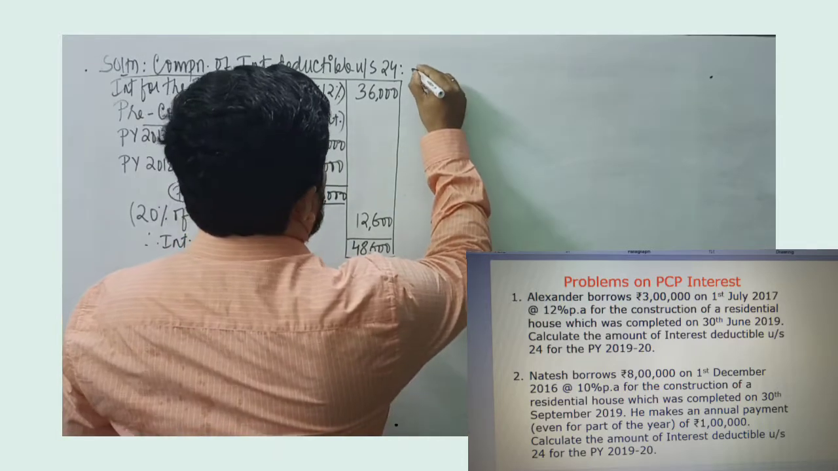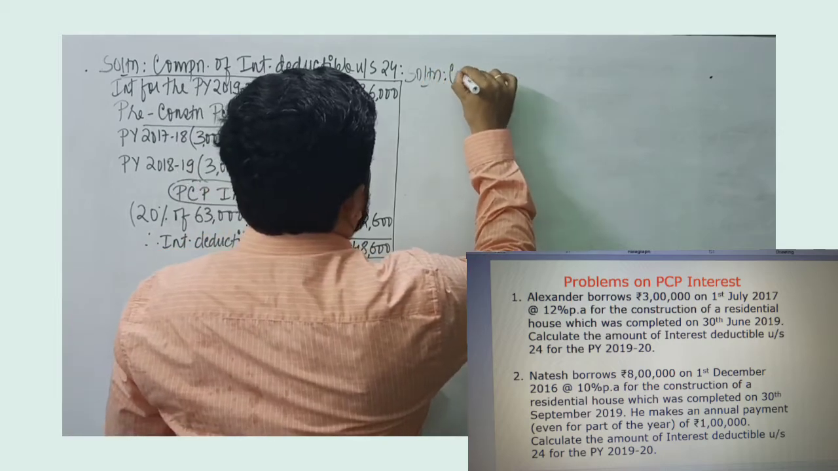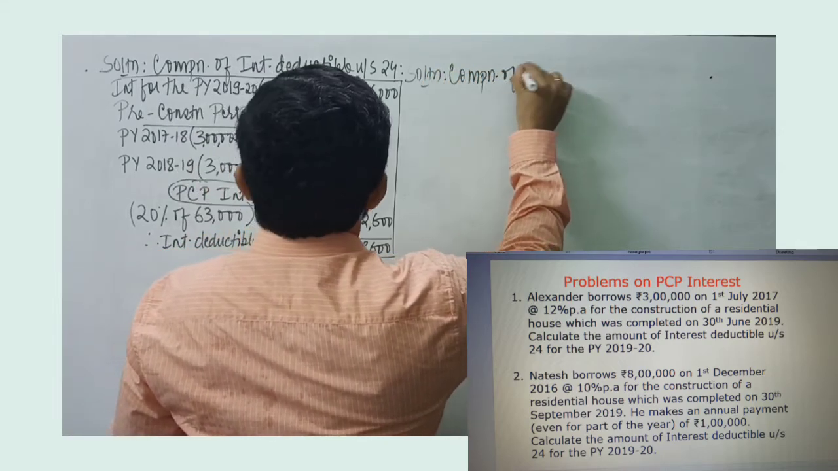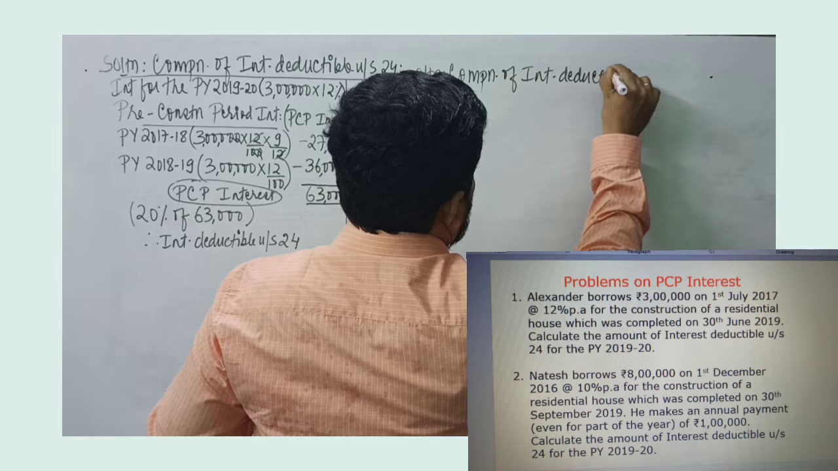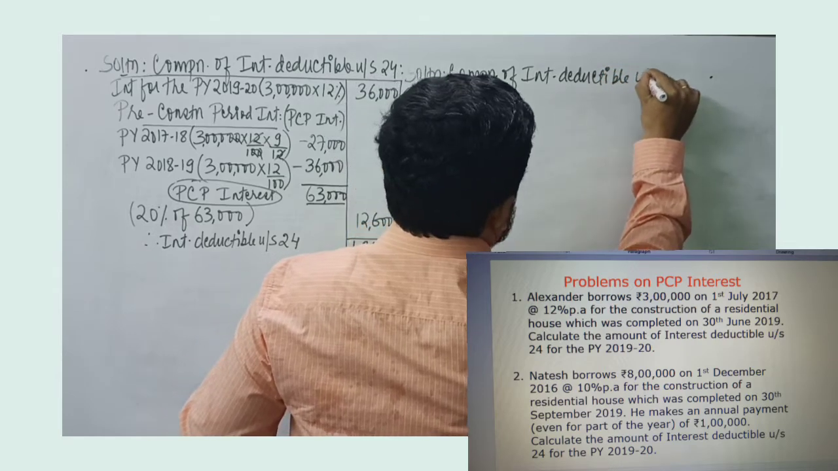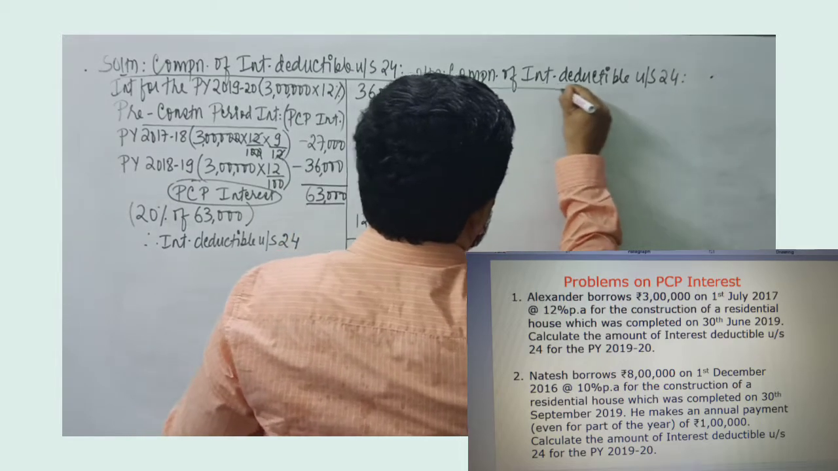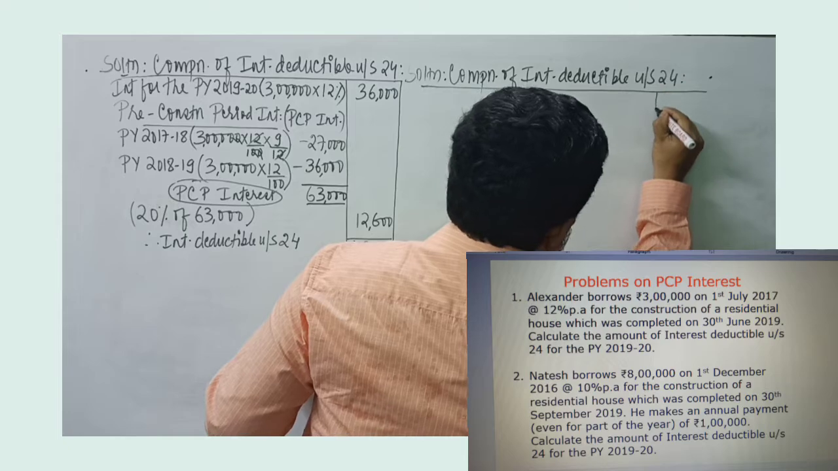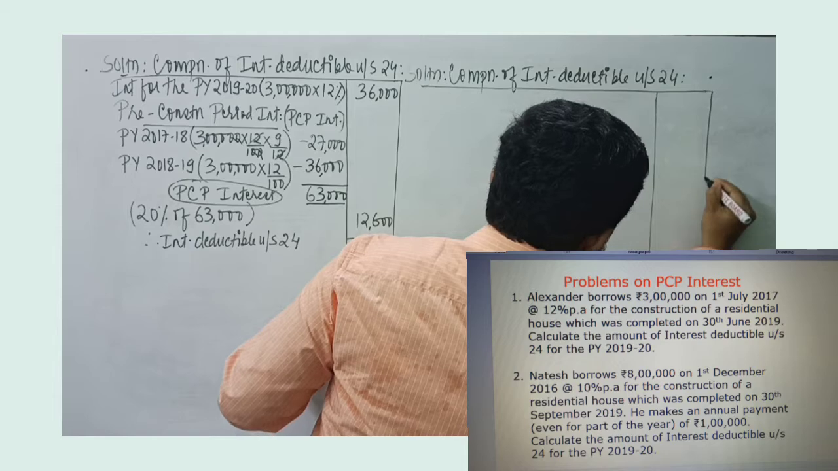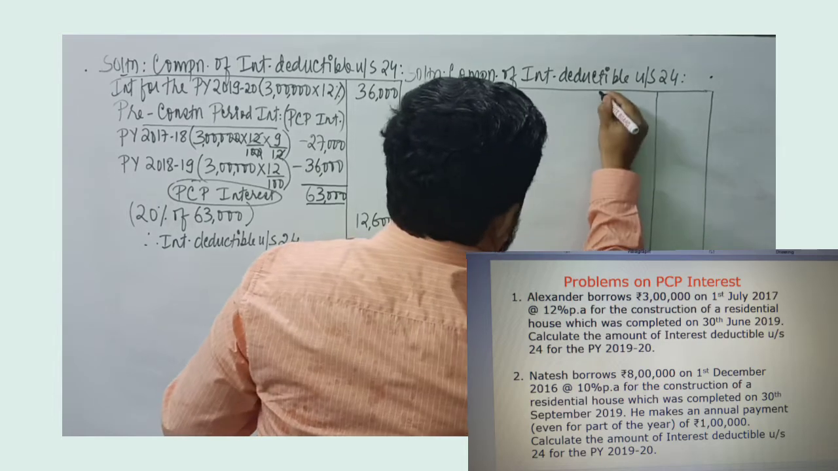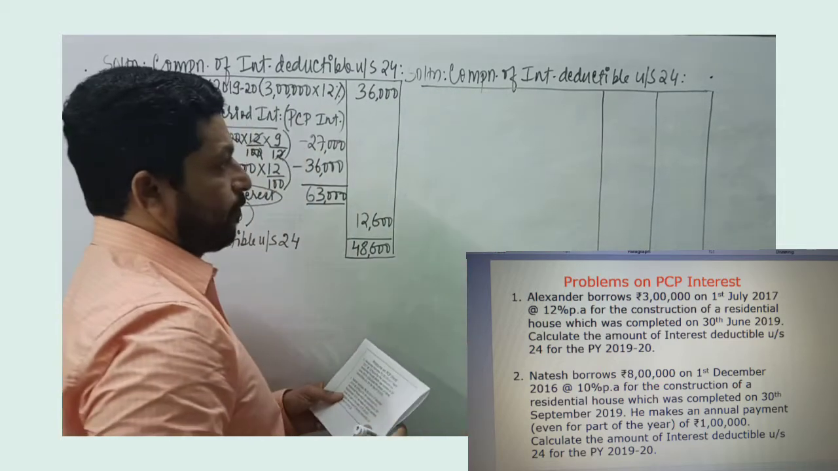So I record over here solution. I record computation of interest deductible under section 24. Interest deductible under section 24. Okay, so I will draw say two amount columns here. Two amount columns, just for the sake of calculation I will prepare one extra amount column.